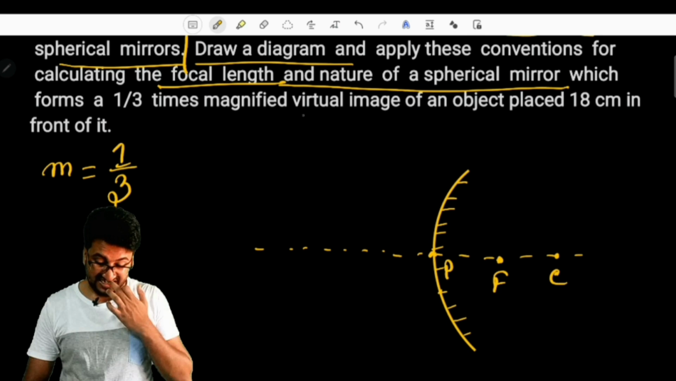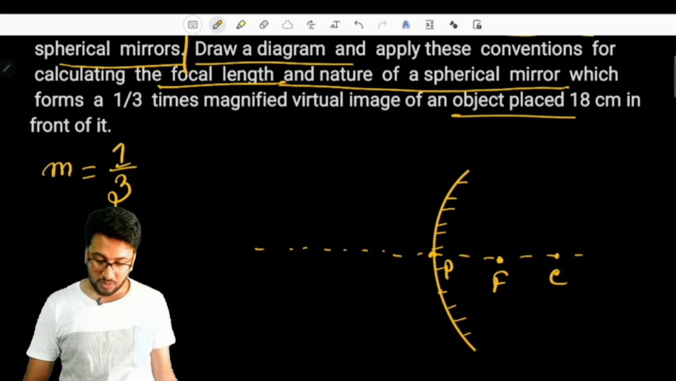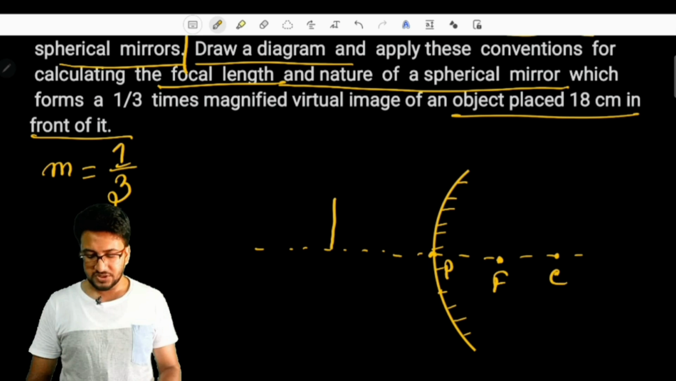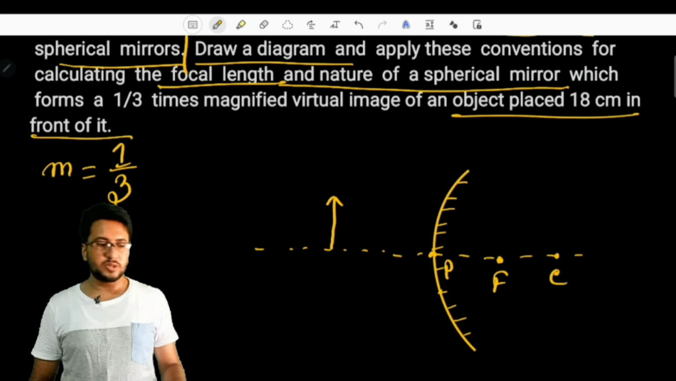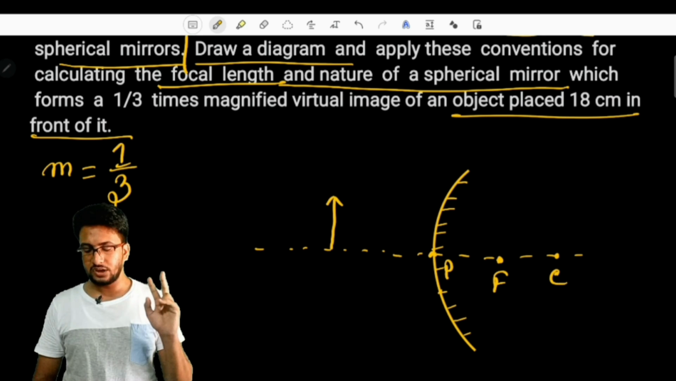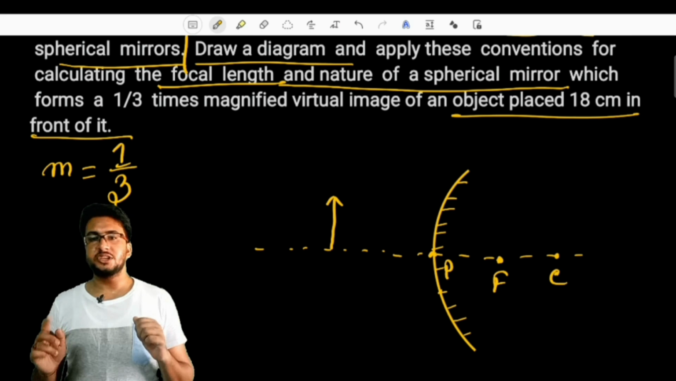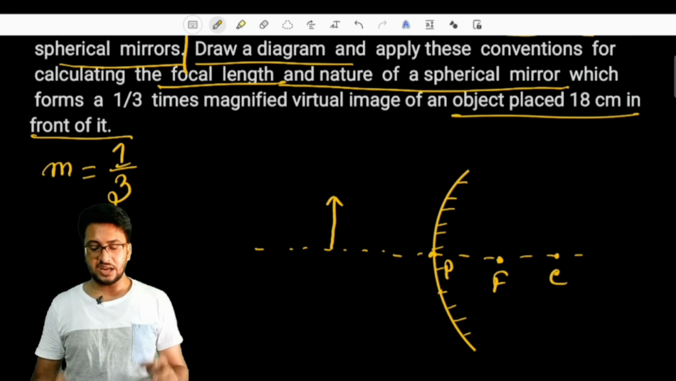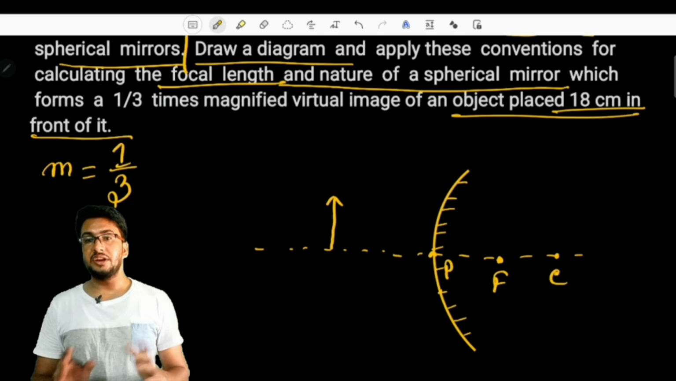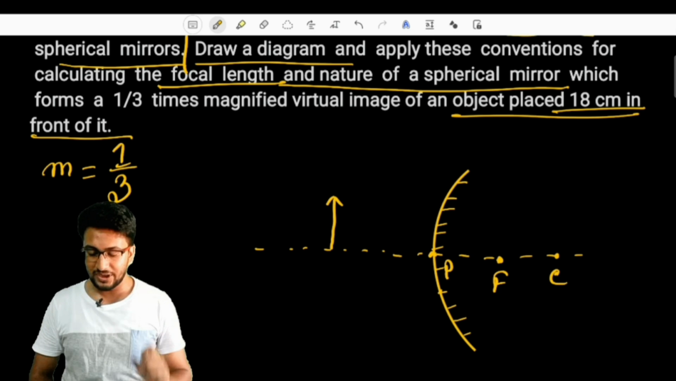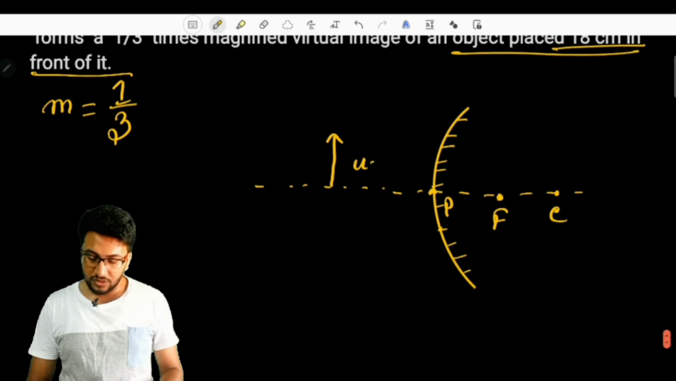Yes, it is said that the virtual image of an object placed 18 centimeter in front of it. That means where the object is placed here. Two cases can be there for a convex mirror. One, the object is placed at infinity, and the second, the object is placed at a finite distance, and here the finite distance case will be taken. Why? Because 18 centimeter is already given, this distance is measurable. That's why we say that u is equal to 18 centimeter.